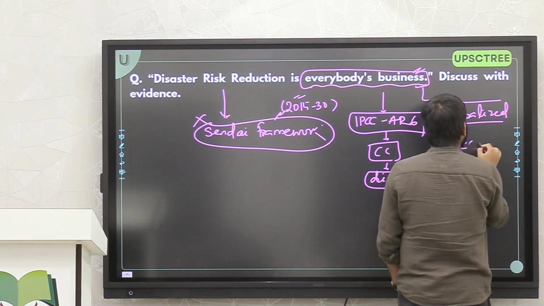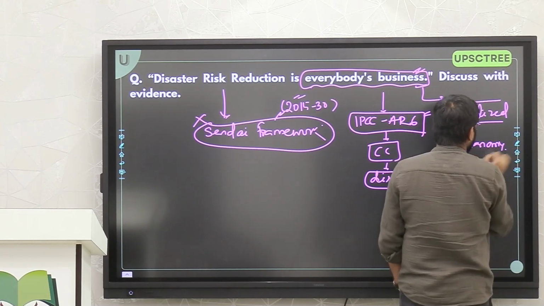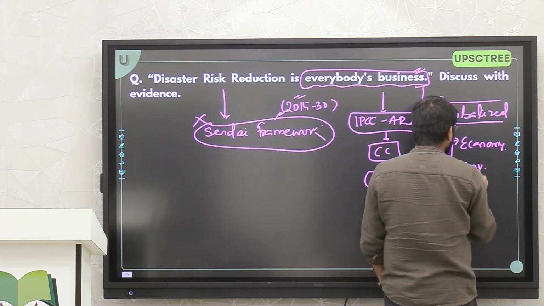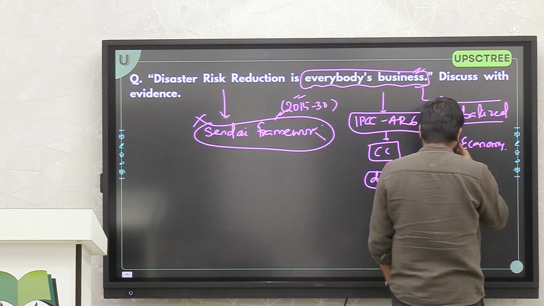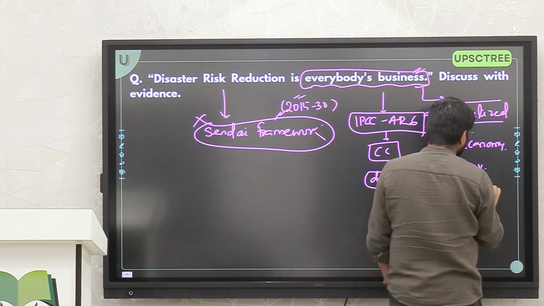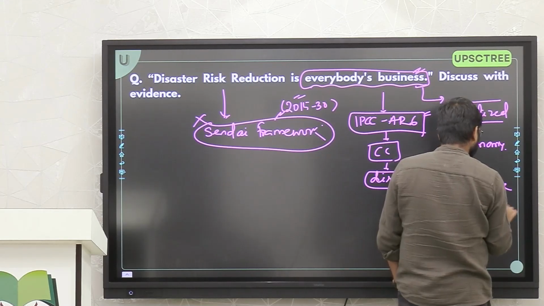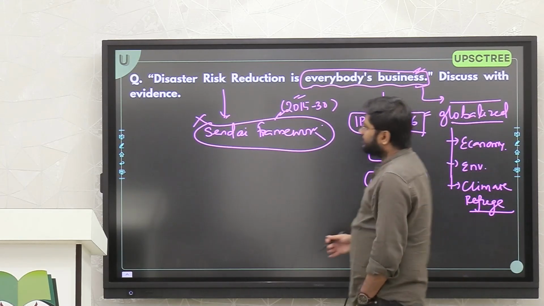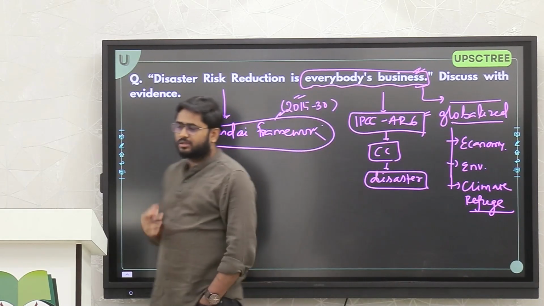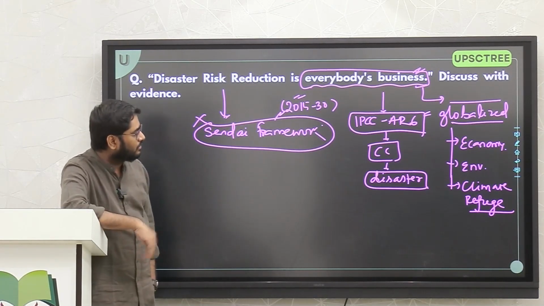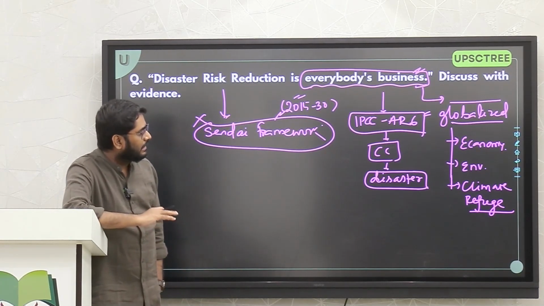So economically it will affect us, environmentally it will affect us, it will affect our migration policies. Climate refugees will be created here, there will be a refugee crisis. War induced refugees we are already seeing, but climate induced refugees will be more and more. Okay, so that will create a huge setback.